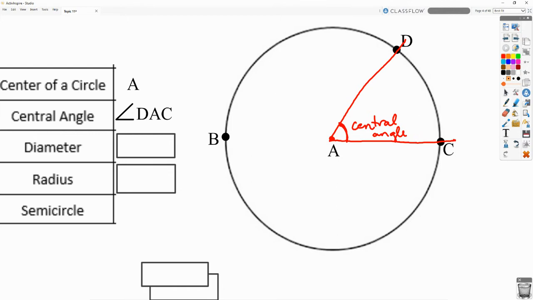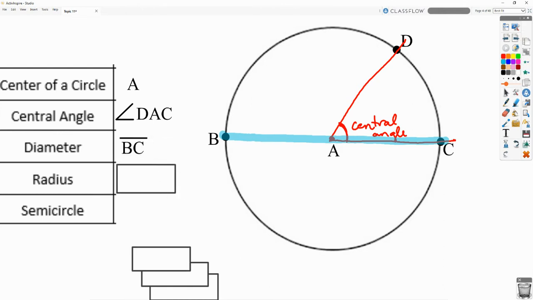Up next, let's talk about the diameter. Okay, the diameter is a line segment. That's what we just wrote down a minute ago. The diameter is a line segment that goes from one point on the circle to another point on the circle, and it also goes through the center point. So in this example right here, you would say that the line segment going from B to C, that is your diameter. Line segment BC. That's your diameter.